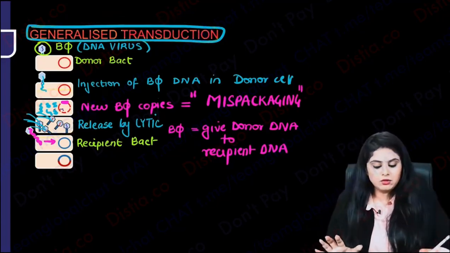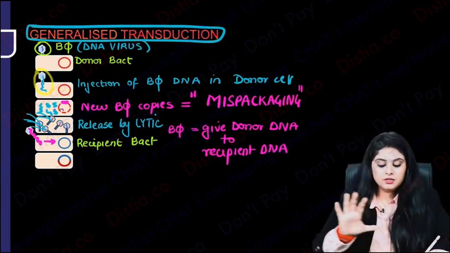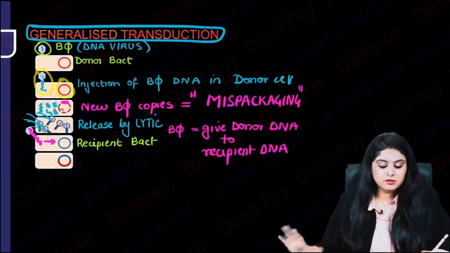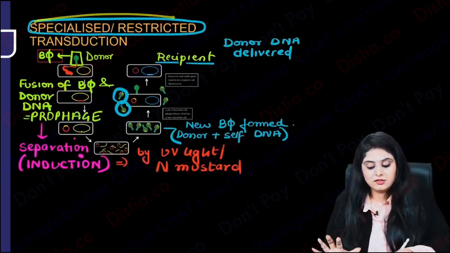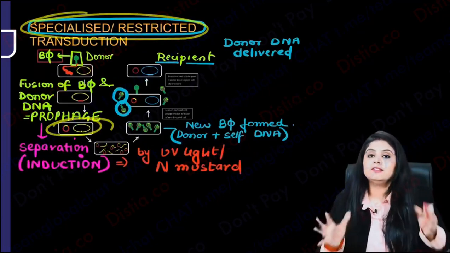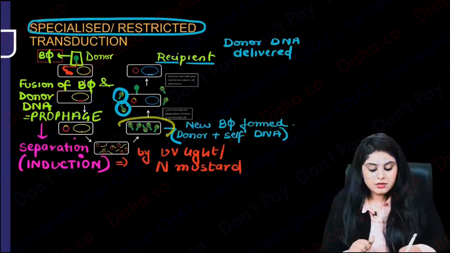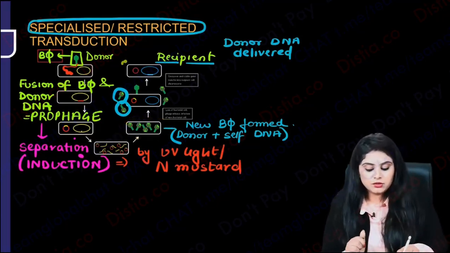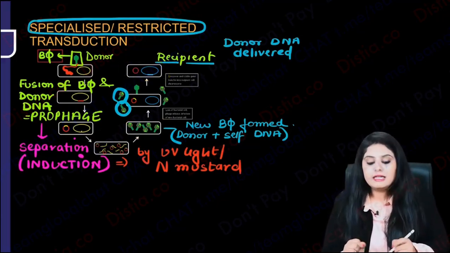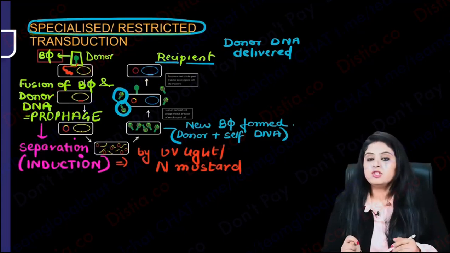The bacteriophage kept its DNA separate, the donor kept its DNA separate. So separate bacteriophages had separate DNA. But in specialized transduction, both these DNAs have ended up fusing. So the bacteriophages that are formed are going to have all fused DNAs, and that is what is going to go and get delivered to the recipient. So that is going to be specialized transduction.